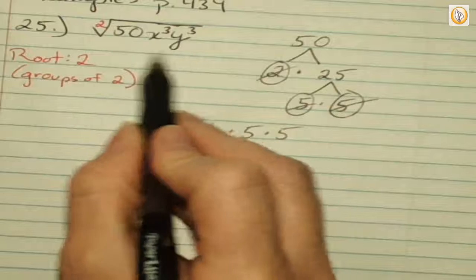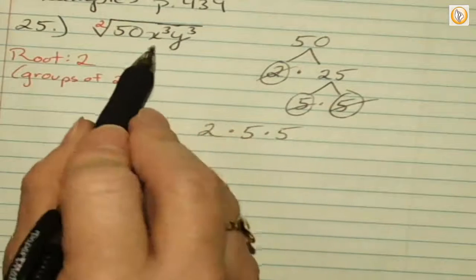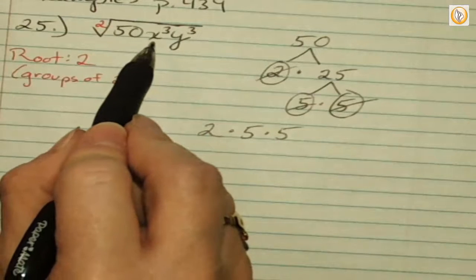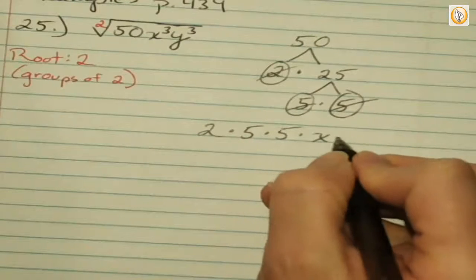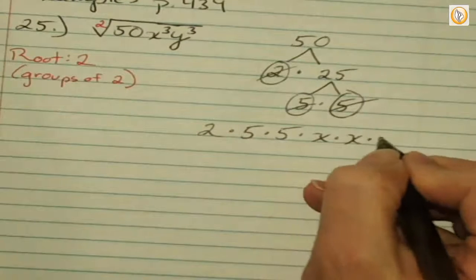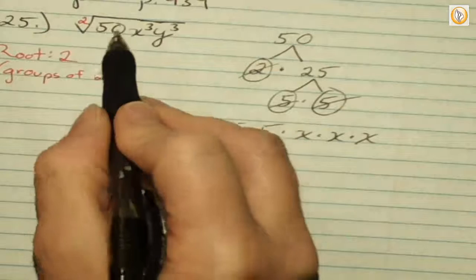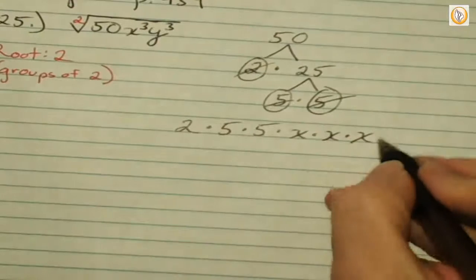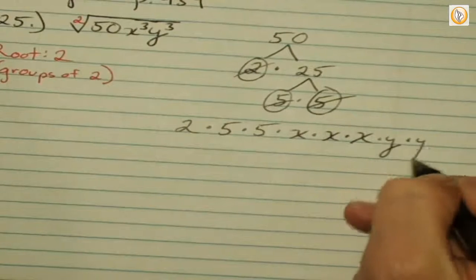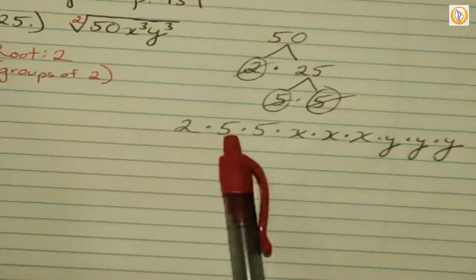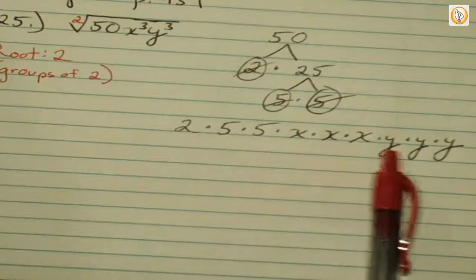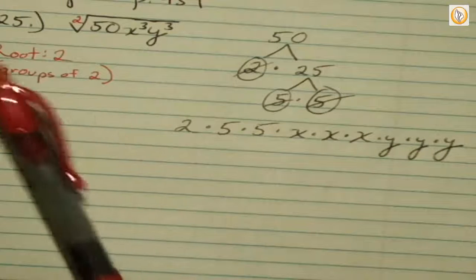And I'm going to include this time my variables. Ariel, how many x's do I have here? That's right. 1, 2, 3. How many y's do I have, Ariel? 3. 1, 2, 3. Okay, so Ariel, I've written down my prime factors and my variables.